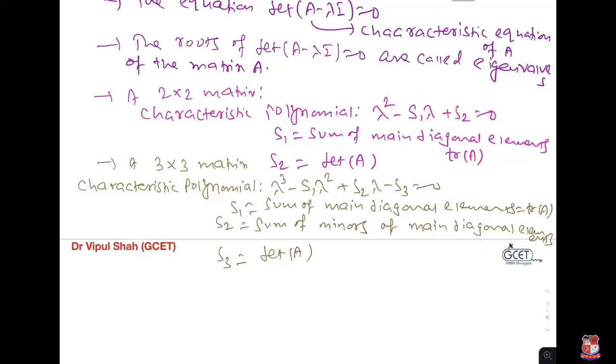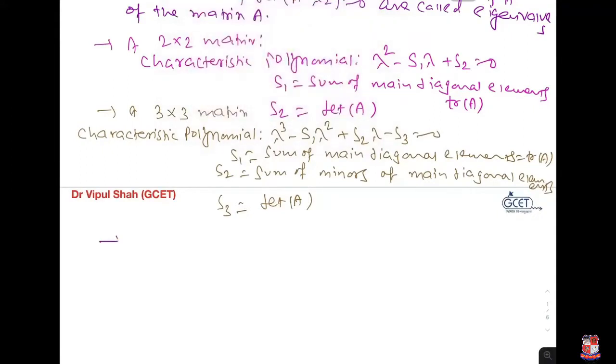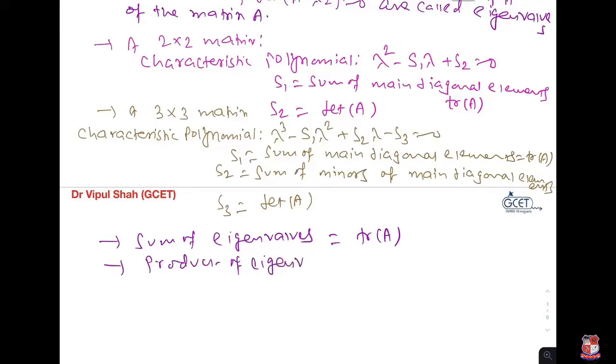There are some properties that we shall discuss later on, but at least one or two you can mention here, so that you can check whether your eigenvalues are correct or not. The sum of eigenvalues is nothing but the sum of the principal diagonal elements, that means trace of A, and the product of eigenvalues is nothing but the determinant of A.